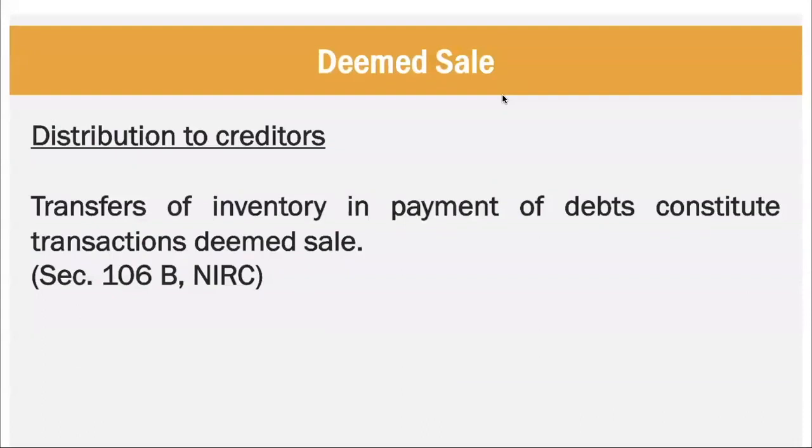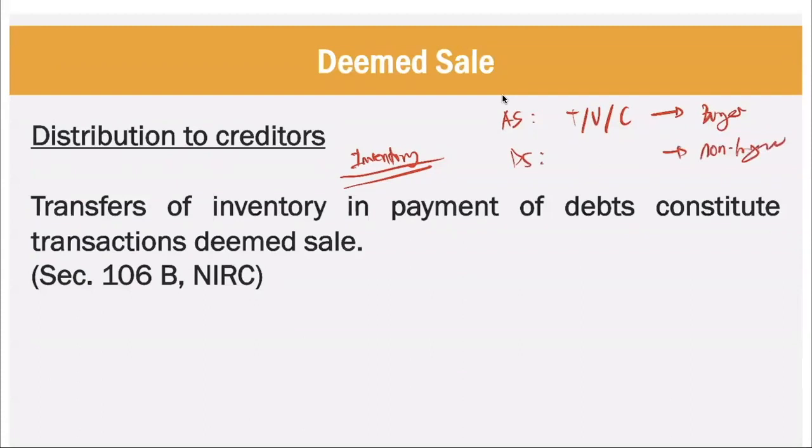Another deemed sale, distribution to creditors. Transfer of inventory in payment of debts constitutes a transaction deemed sale. This is the "sa in payment," the "sa pagbayad." So instead of paying in cash, you use your property. Here you use your inventory as payment. Again, an actual sale has a transfer, use, or consumption to a buyer. However, in a deemed sale, the transfer, use, or consumption is to a non-buyer. Who is our non-buyer now? The creditor.